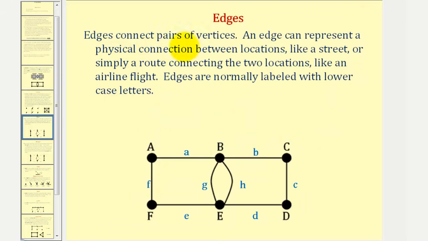Edges connect pairs of vertices. An edge can represent a physical connection between locations like a street or simply a route connecting the two locations like an airline flight. Edges are normally labeled with lowercase letters as we see here in blue. So again, we use capital letters for the vertices and lowercase letters for the edges normally.